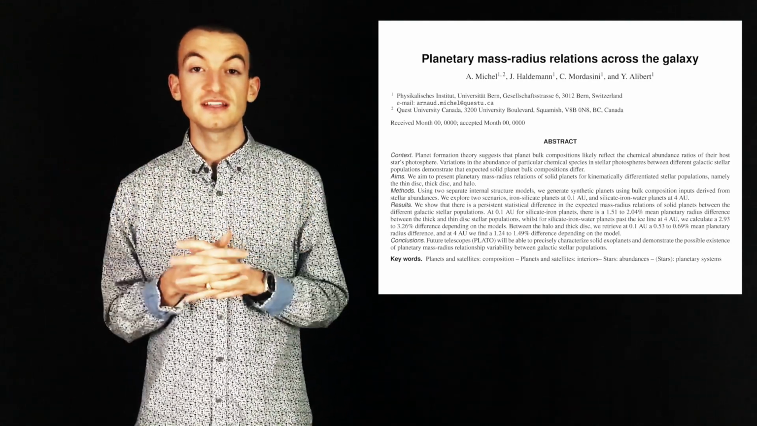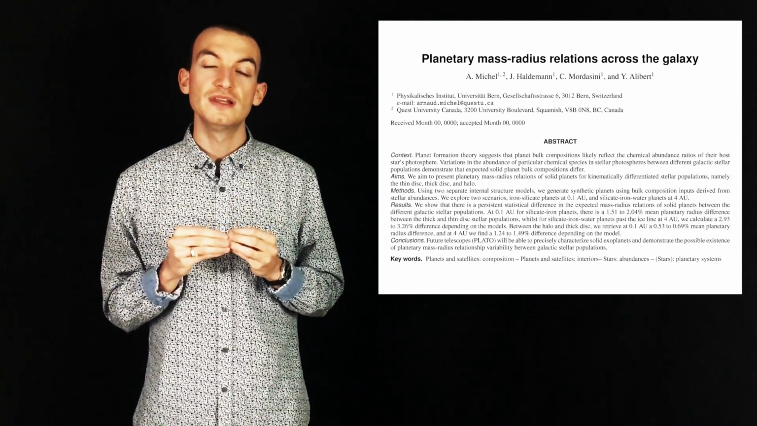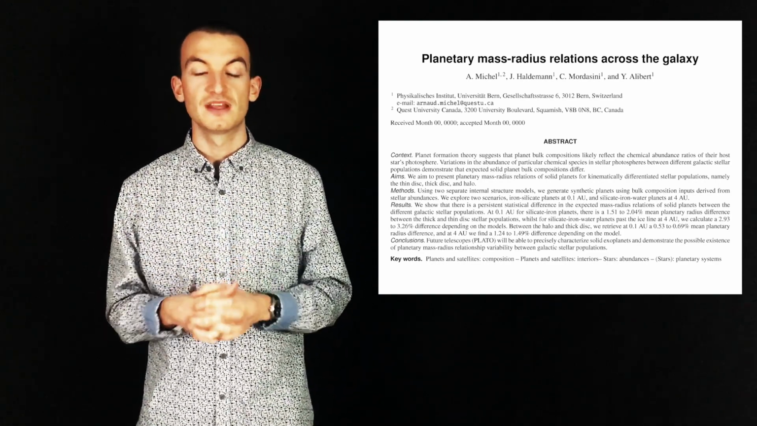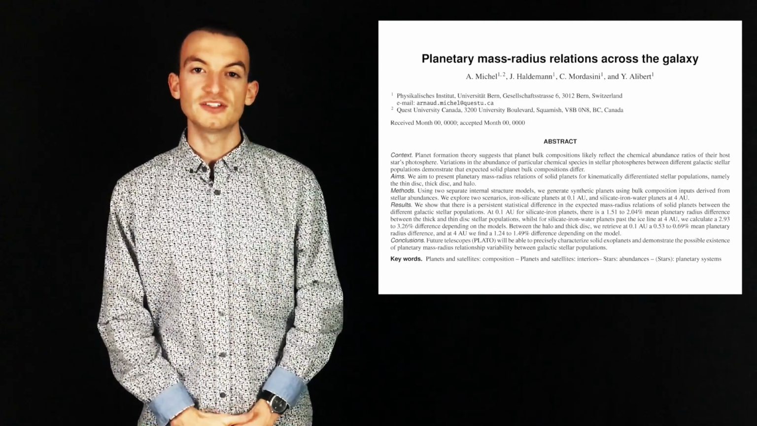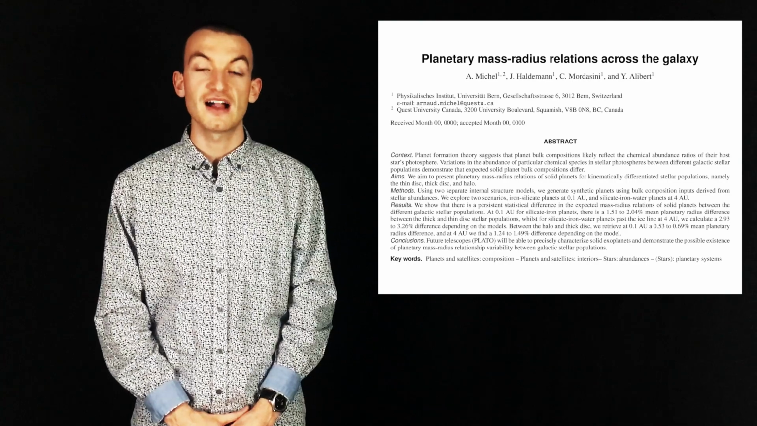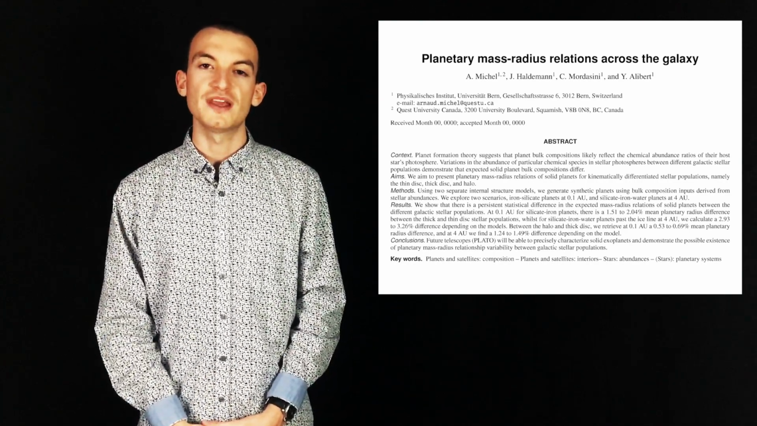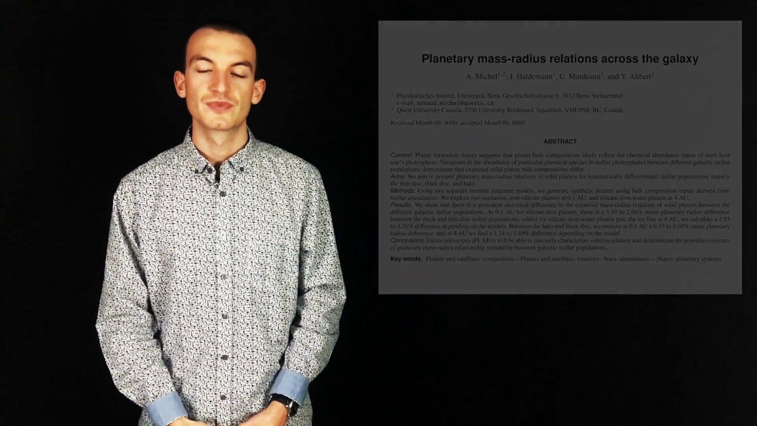And it turns out it is the case. The planet sizes should vary by a couple percent between the different stellar populations. This led to us writing a research paper entitled Planetary Mass-Radius Relations Across the Galaxy, which has since been submitted for publication to the Astronomy and Astrophysics Journal.